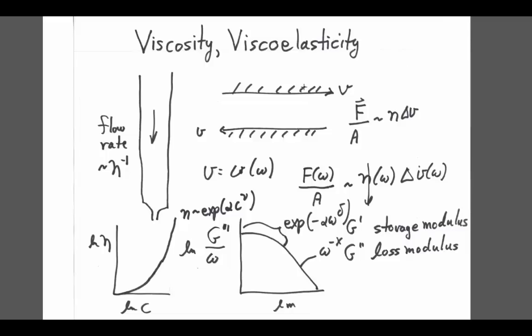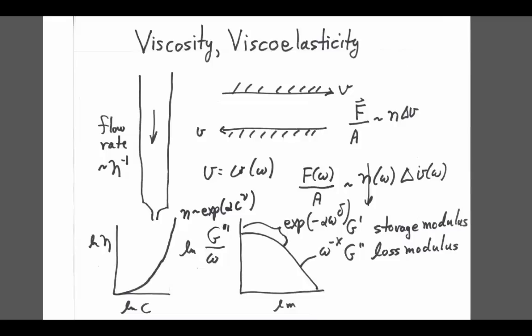Shown here is two parallel plates moving at V in the two opposite directions. In order to get the plates to move, you have to apply a force per unit area to the system, which is proportional to the velocity difference. It's also inversely proportional to the distance between the plates, and it's proportional to the viscosity. The larger the viscosity, the more force you need.